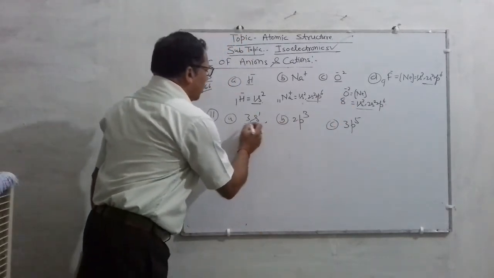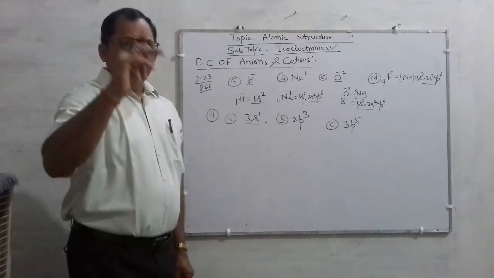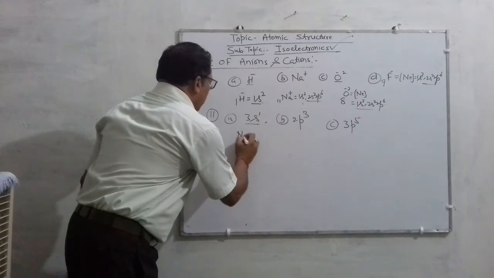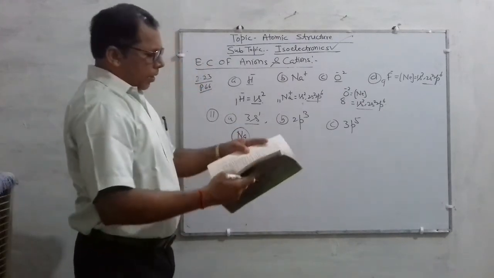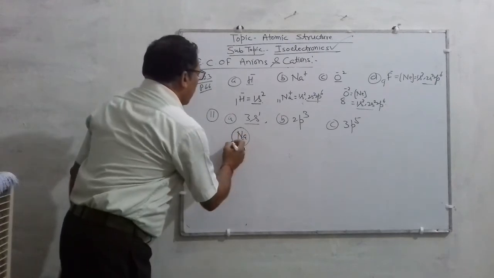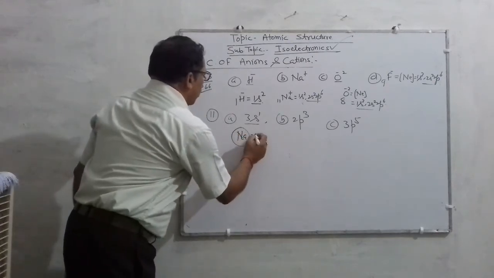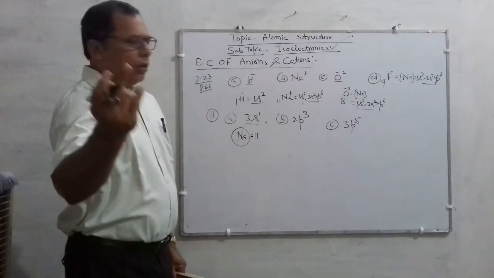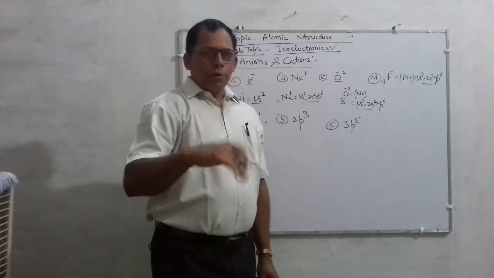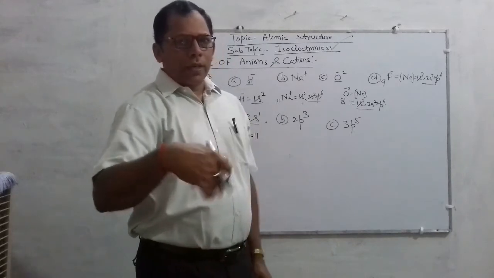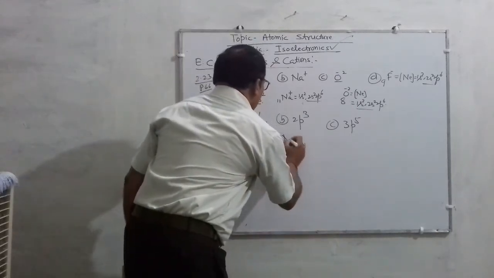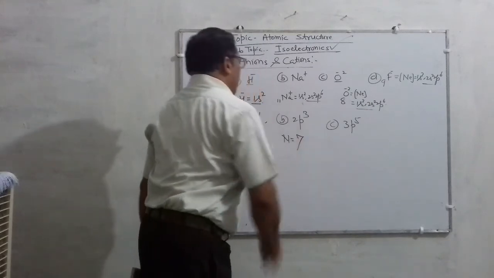So you know what 3s1 stands for: 1s2, 2s2, 2p6, then 3s1. Children, that is the element sodium. And the question asks, what is the atomic number? Yes, that is sodium, and the atomic number of sodium is 11. Similarly, you know 2p3. So 1s2, 2s2, 2p3 comes in the case of nitrogen, and its atomic number is 7.